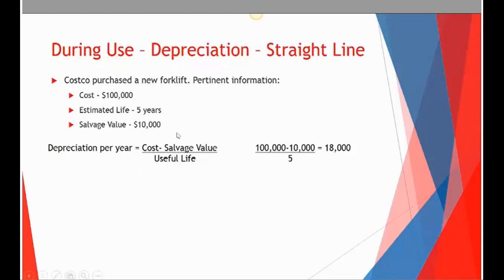So we can use this formula every single time we do straight line depreciation? Yeah. Dollars per year: cost minus salvage value, what you're going to expense over the life of it, divided by the life.